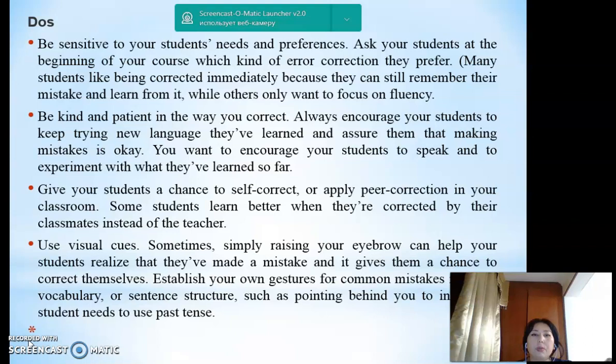Use visual cues. Sometimes simply raising your eyebrow can help your students realize that they have made a mistake and give them a chance to correct themselves. Establish your own gestures for common mistakes in tense, vocabulary and sentence structure, such as pointing behind you to indicate a student needs to use past tense.